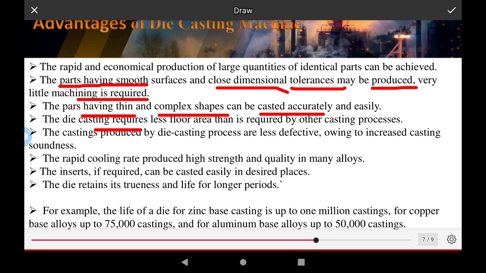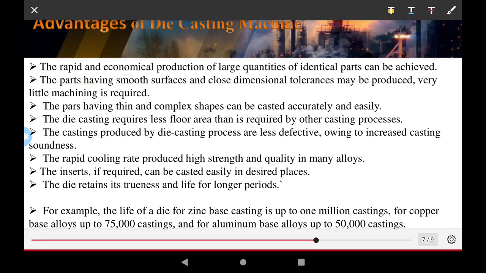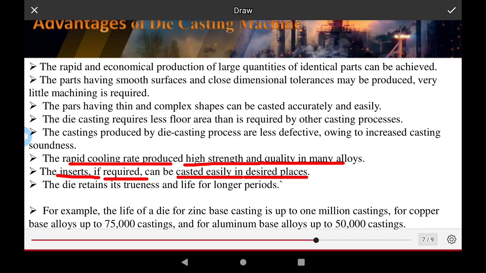Die casting requires less floor area than that required for other casting processes. The productivity of the die casting process is high, with less defective castings and increased casting soundness. Rapid cooling rate produces high strength and quality of alloys.